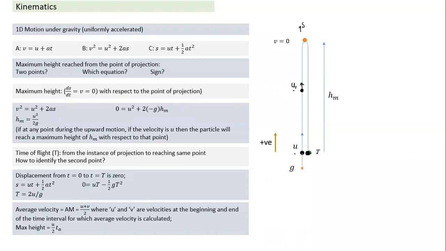So if I have to calculate maximum height, there's another way I could have calculated it. Here the speed of projection is u, and at this point the velocity is 0. So between these 2 points, from here to here, what is the average velocity? Average velocity is the mean of the two, so average velocity is u by 2. And if the time of ascent is ta, the maximum height can also be written as u by 2 into ta. This is not a formula. This is just to make you understand one more way.